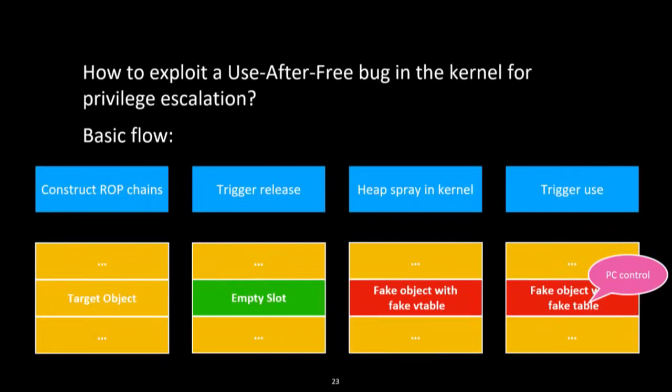So how do we exploit a use-after-free bug in the kernel? Here is the basic flow. Firstly, we construct the ROP chains and then trigger the release. After that, we use a fake object with a fake vtable to occupy the empty slot. Last but not least, we trigger the use-after-free by invoking the method of the old object.